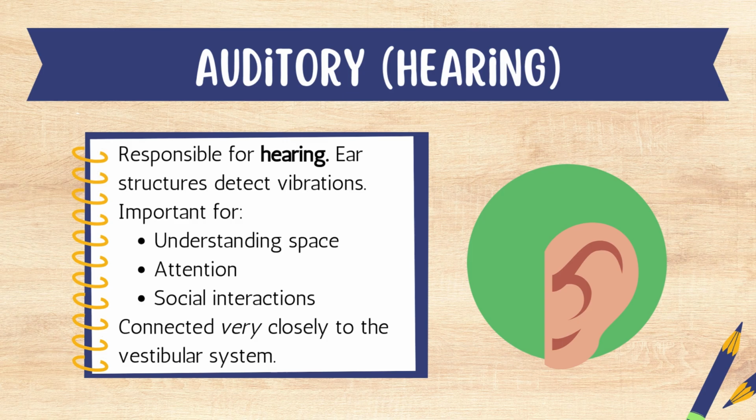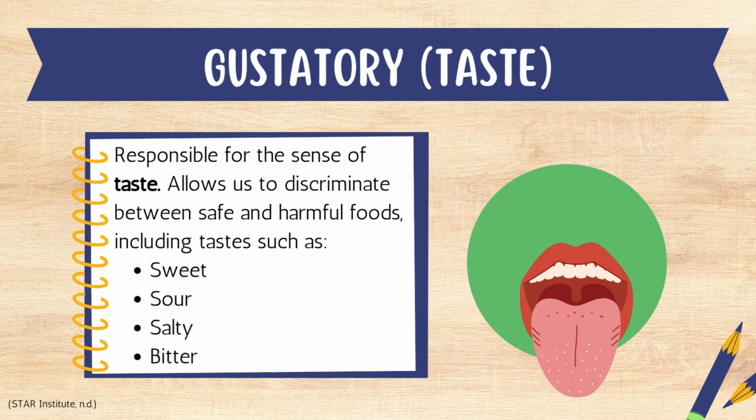Your auditory sense is responsible for hearing. These small structures in your ears detect vibrations and are important for understanding space, such as if you hear an echo when you stand in the middle of a large room, attention, and social interactions. This sense is very connected to the vestibular system, which also relies on these inner ear structures, as we will discuss shortly. Gustatory is responsible for your sense of taste.